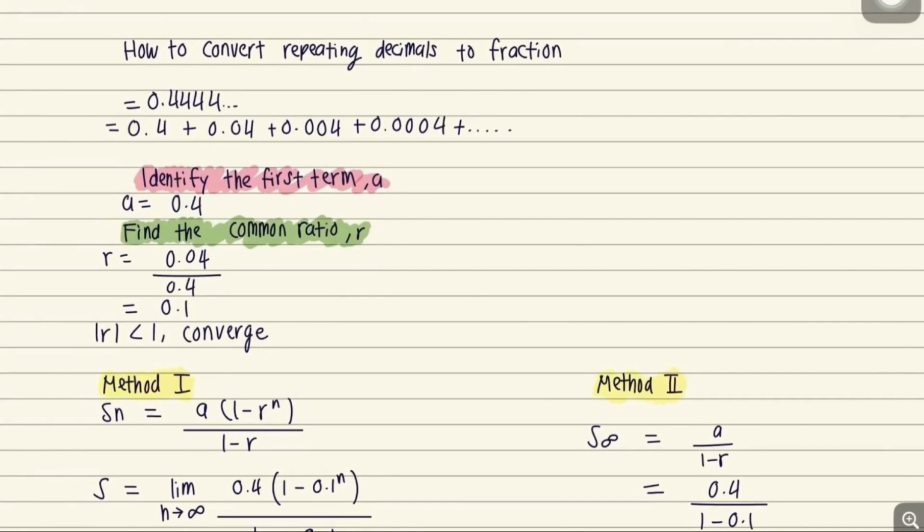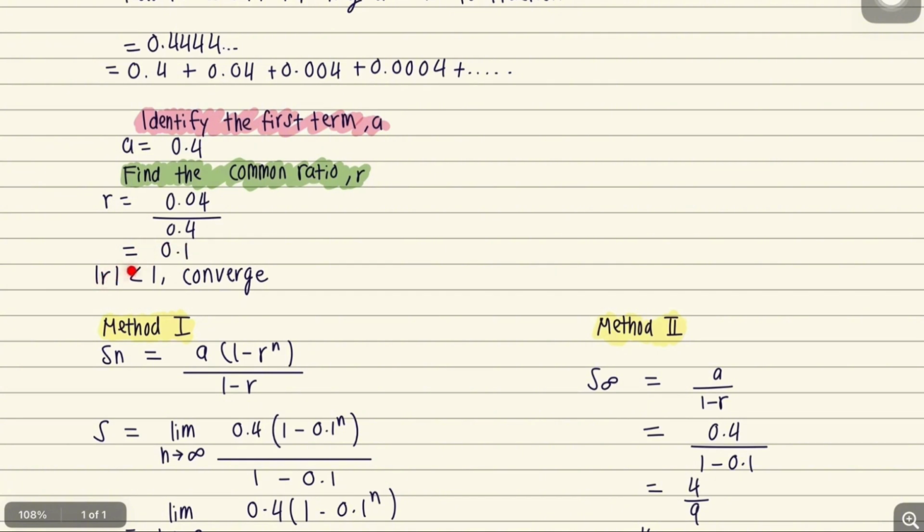So I'm going to show you how to convert repeating decimals into a fraction. Let's say we have 0.4444 with infinitely repeating decimals. We can change it into 0.4 plus 0.04 plus 0.004 plus 0.0004 and so on. So the first thing we need to do is to identify the first term a, which is 0.4. And the second thing we need to do is to find the common ratio r. To do this, we divide the second term by the first term, or the third term by the second term. So we will get 0.1. So as we know, if r is less than 1, it converges.